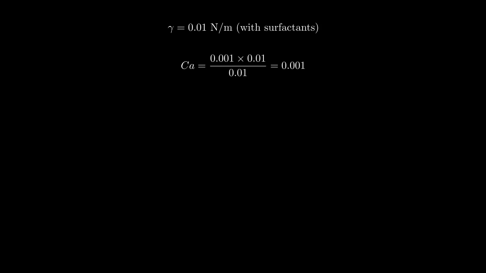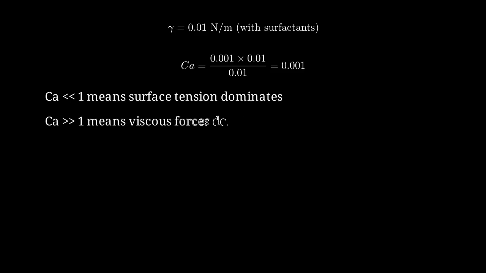This is quite small. When the capillary number is much less than 1, surface tension dominates over viscous forces. The droplet strongly resists deformation and quickly relaxes back to a sphere. When the capillary number is much greater than 1, viscous forces dominate. The droplet is easily deformed and takes a long time to relax. Now we can understand the mechanism behind droplet memory. It's all about the timescales of relaxation and the redistribution of surfactants.